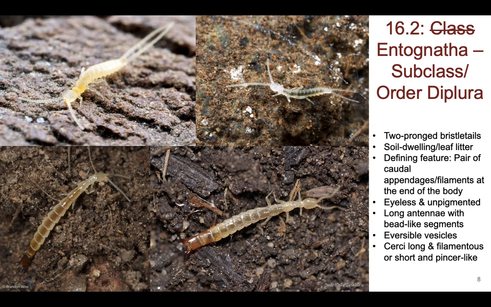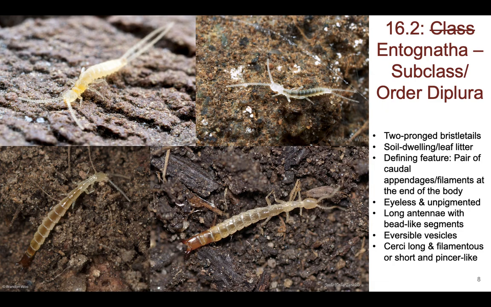So that's the Collembolans, or the springtails. Now let's talk about the Diplura. I've always just called them Diplurans, but probably another common name for them is two-pronged bristletails. These are soil-dwelling and live in leaf litter. And the defining feature of this group is that they have a pair of caudal appendages or filaments at the end of the body.